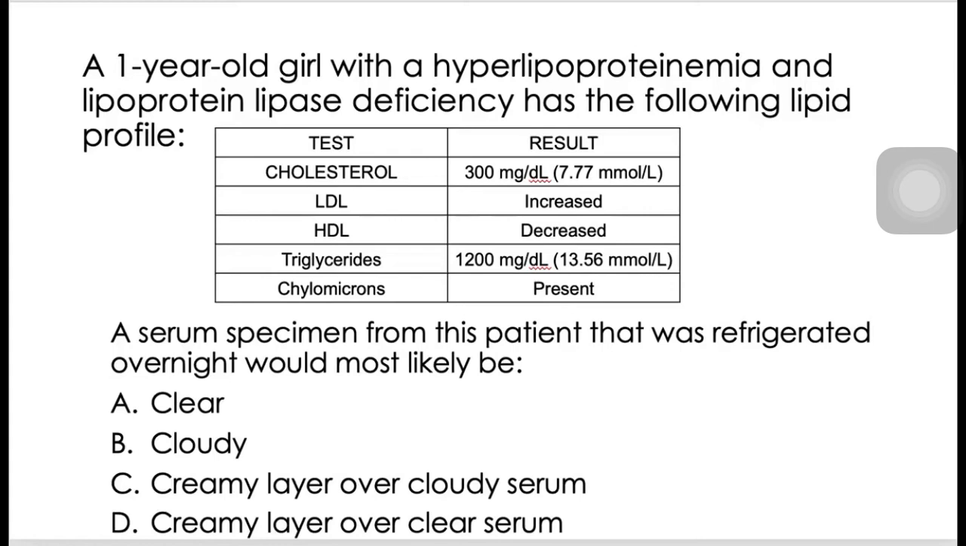So, a 1-year-old girl with a hyperlipoproteinemia and lipoprotein lipase deficiency has the following lipid profile. So, the cholesterol here is 300. Mataas din, no? LDL here is increased, mataas. HDL here is decreased. Triglycerides mataas ng 200 mg per deciliter. Chylomicrons here is present. A serum specimen from this patient that was refrigerated overnight would most likely be, no?